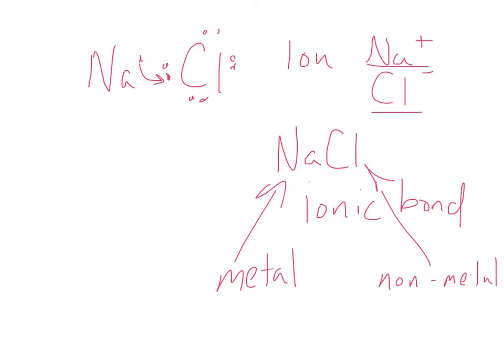Now, atoms don't always just give up electrons. It really depends on what type of atom it is. If we're dealing with nonmetal atoms, they will often share electrons. So let's look at hydrogen, for example. A single hydrogen has 1 valence electron.